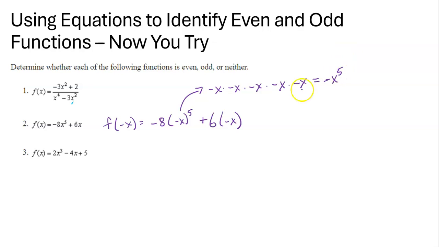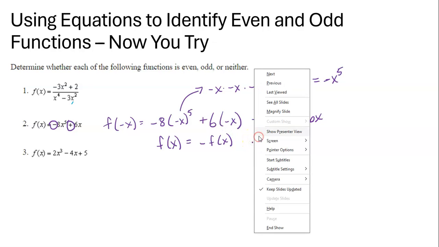Side note, if your exponent is odd and this is negative, that's going to be negative. If it's even and this is negative, this is going to be positive. I don't know if that made any sense, but here we go. So if that's negative and that's negative, we have a positive 8 minus 6x. So I've changed both of these. So you could say f of x is equal to negative f of x, which makes this odd.